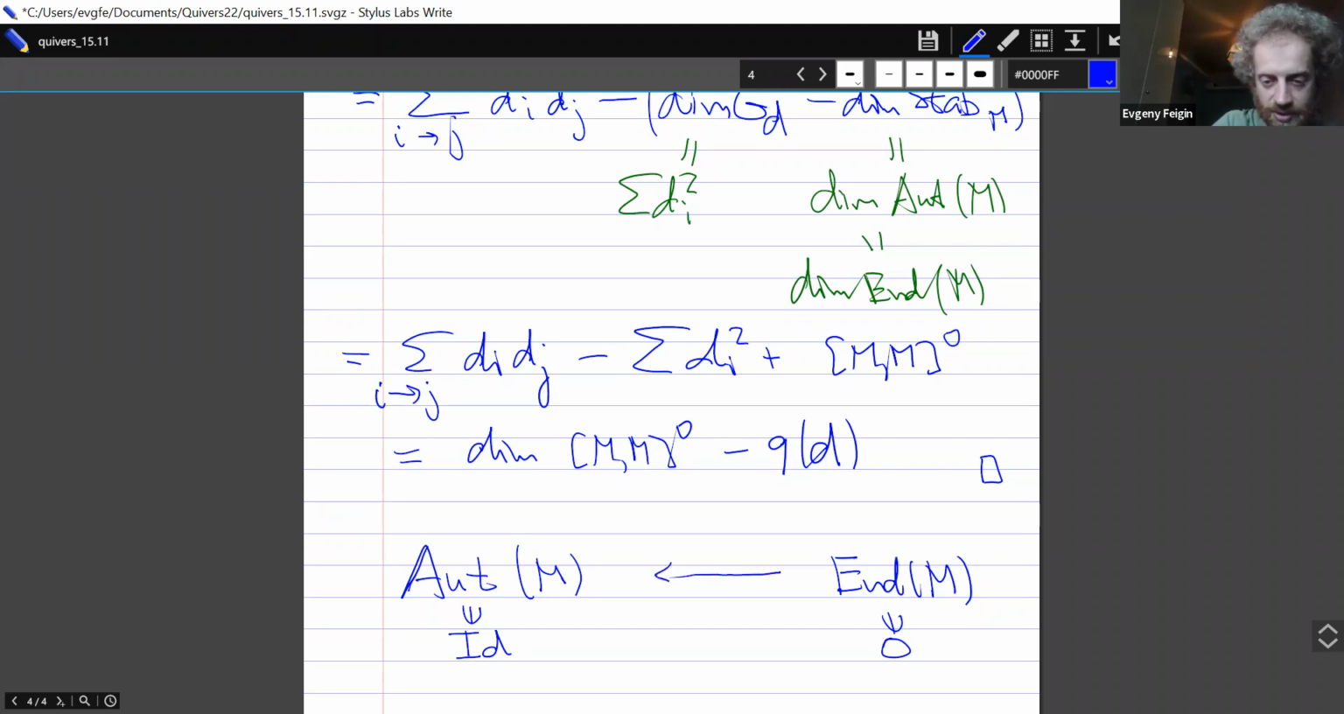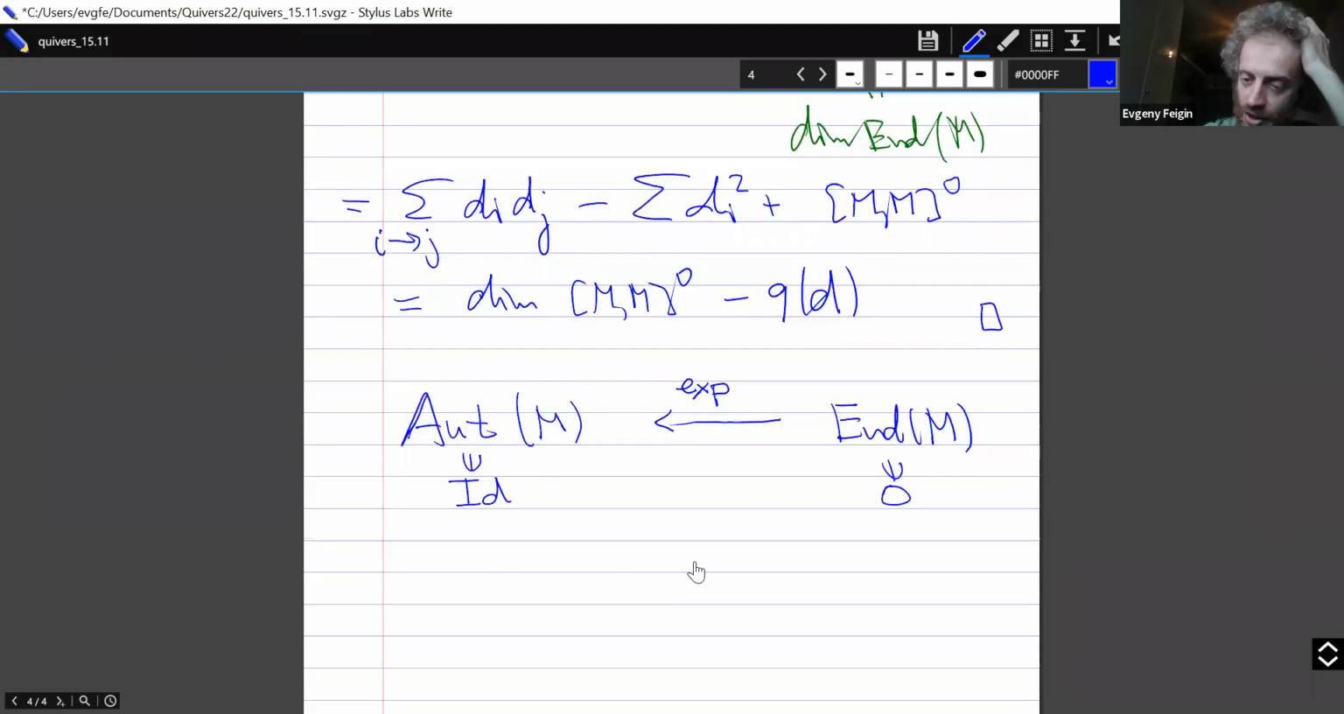Yeah, maybe indeed this is the simplest way. There is a map, the exponent, which maps this to this, right? So if you take a collection of endomorphism maps and you exponentiate each of them, then what you get is an automorphism, and the dimension is the same. Does it sound fine? So I think it seems good.